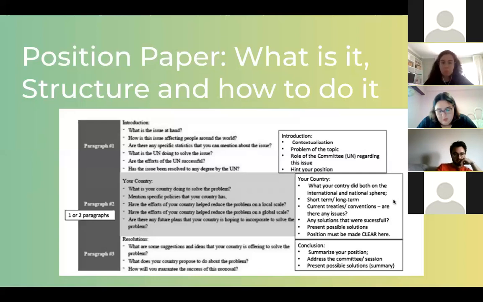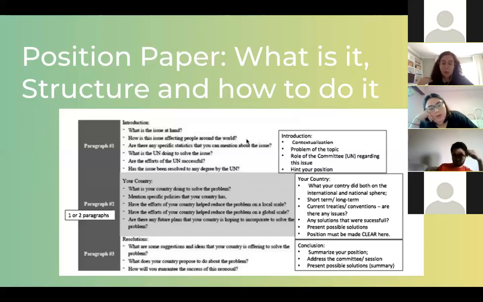Two paragraphs, one paragraph, three paragraphs, perhaps, you choose. But it's very important to clarify your position, and don't write too much. Don't copy and paste, please. Find your opinions, your positions, and rewrite them, basically.